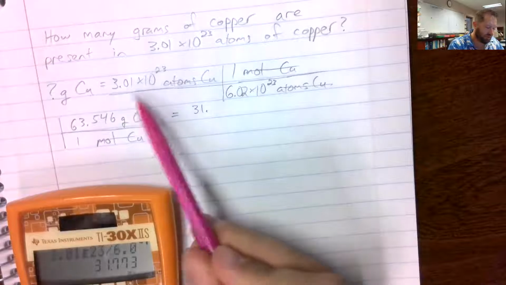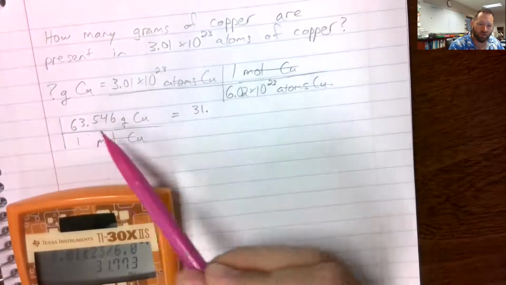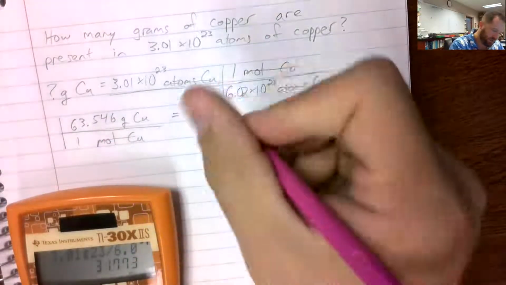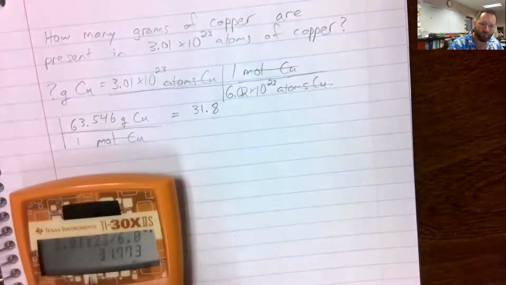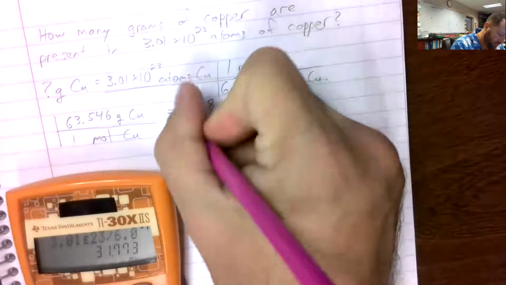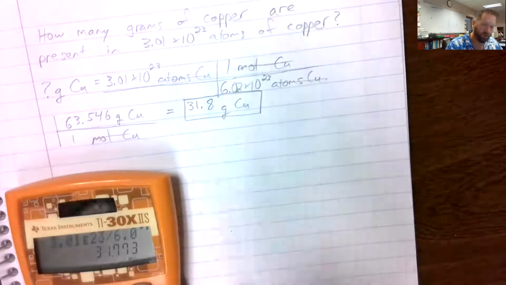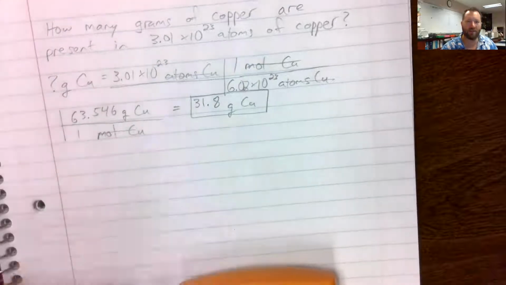Take a look at our significant digits. We've got 3 there, 3 there, and a whole bunch more than 3 there. We're only going to have 3 in our answer. I'm going to round the 7 up: 31.8. So there we go. That's how much a whole bunch of atoms of copper weighs.